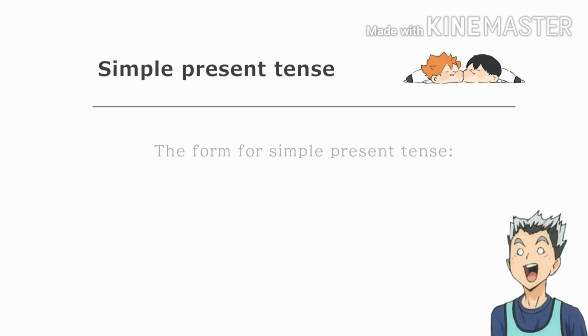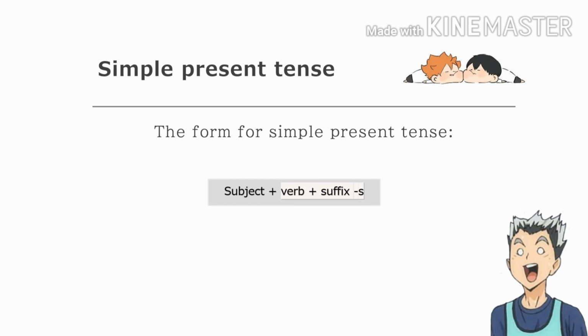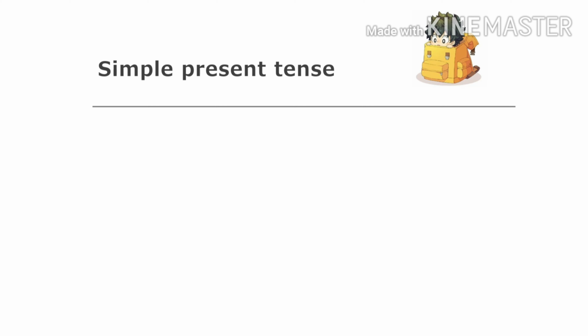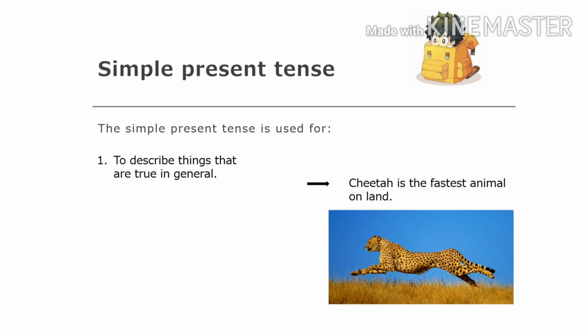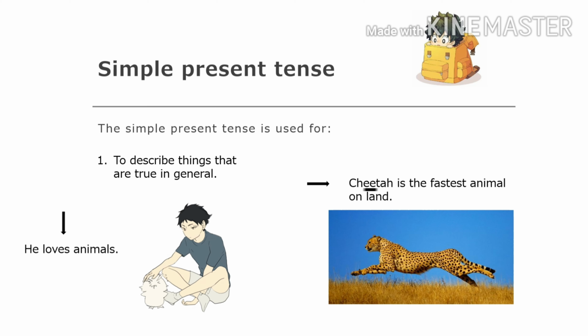Simple present tense. The form we would use for simple present tense is subject plus verb plus suffix s. The simple present tense is used for, one, to describe things that are true in general. For example, cheetah is the fastest animal on land. He loves animals. Cheetah and he here are the subjects, while is and loves are the verbs.